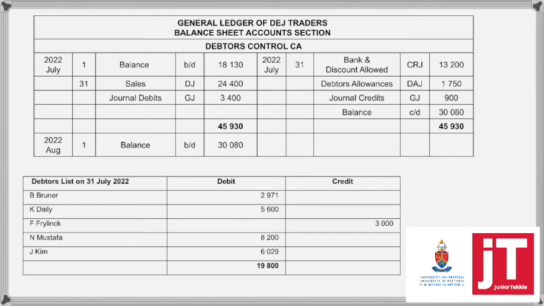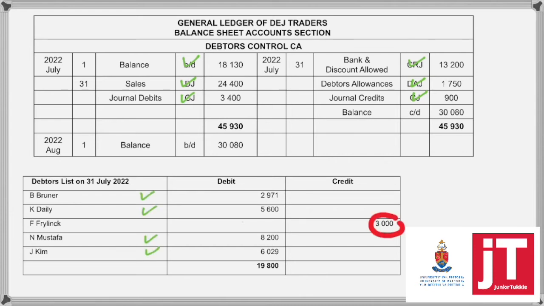They give us the debtors control account and the list, and for step 1 we have to check the calculation. We're also going to check the layout. So is everything on the correct side? Yes. In this case, the debtors control layout is correct. Balance brought down is where it should be. Sales on the debit side, journal debits. On the credit side, bank and discount allowed, debtors allowances, and journal credits.